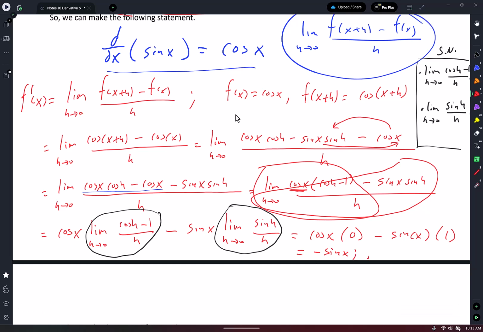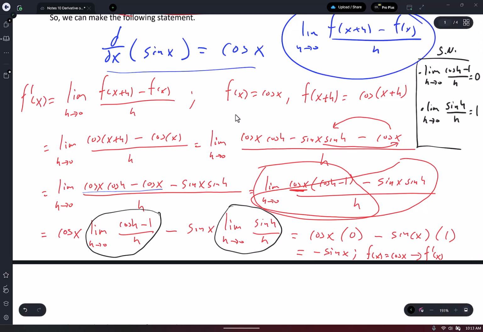So if f of x equals cosine x, that means f prime of x is negative sine x. Let me put the negative there. I'm running out of real estate. Let me push the little star there. There we go. Negative sine x. Oh, look, I got more real estate.